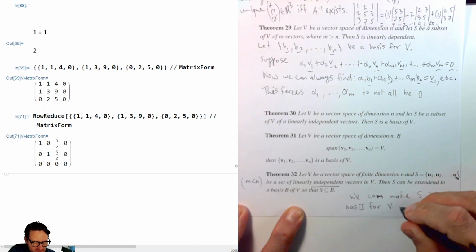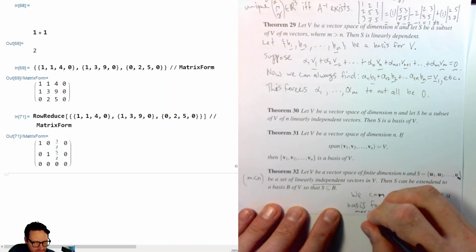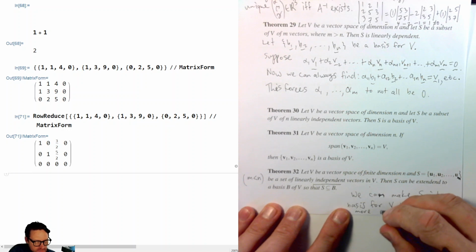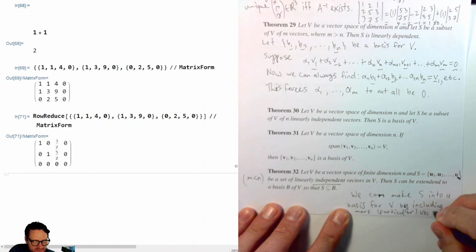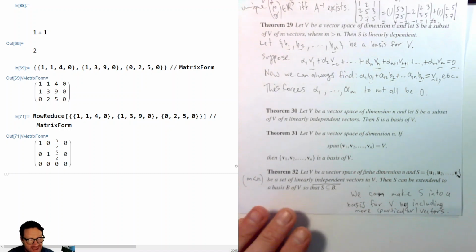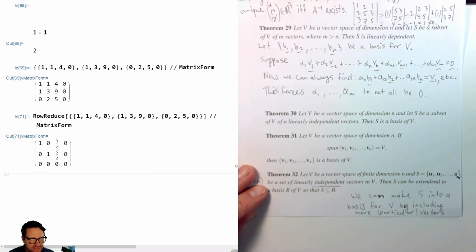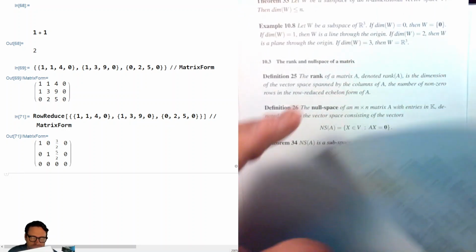for V by including more particular vectors. Right, because remember the entire collection of n of them have to be linearly independent. So that's why I say particular here. All right, moving on.